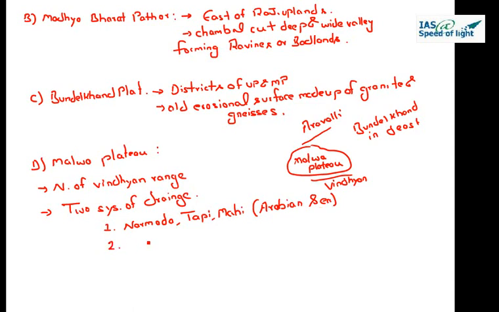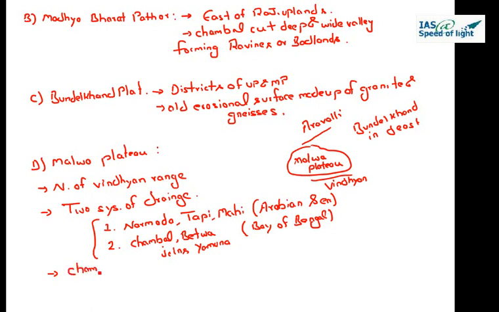And then the second system is the rivers flowing towards the Bay of Bengal. So Chambal and Betwa, which actually join the Yamuna, go to the Bay of Bengal. So these are the two systems of drainage for the Malwa Plateau. This is also a place infamously known for the Chambal ravines, or Chambal ki Ghati, the famous Chambal ki Ghati.